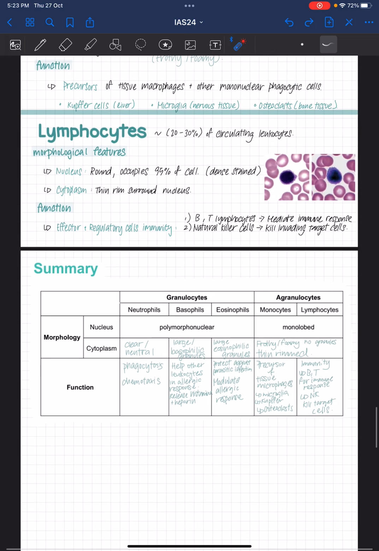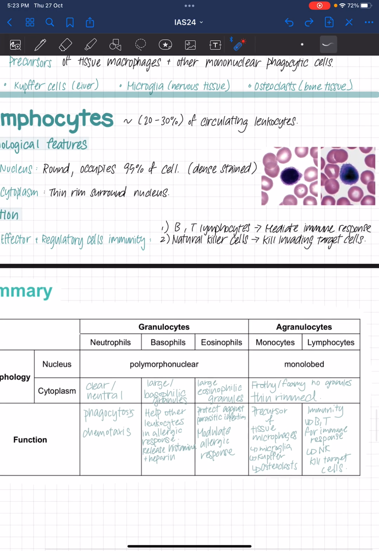Lastly, we are going to talk about lymphocytes, which make up 20 to 30% of circulating leukocytes. Their structure is that their nucleus occupies a lot of the volume of the cell, 95% of the cell, and it's super darkly stained. And it has a very thin ring for its cytoplasm. So these are its distinct features.